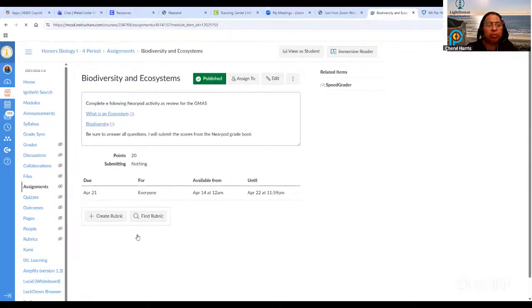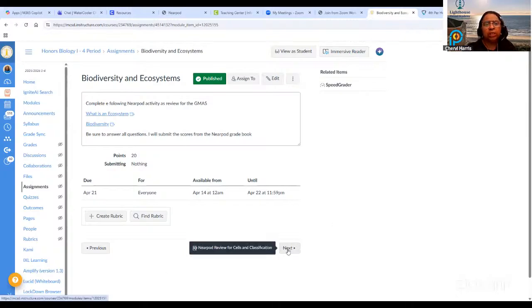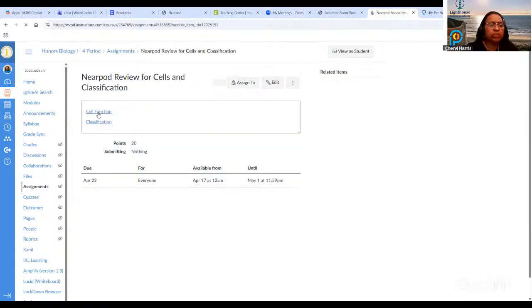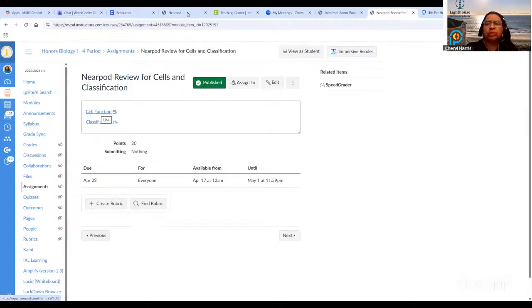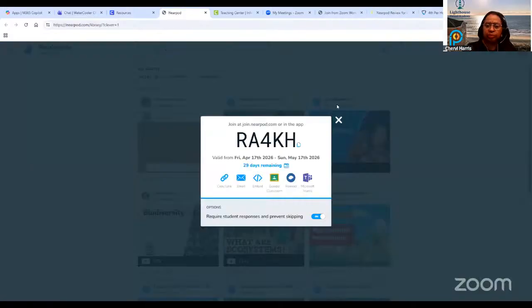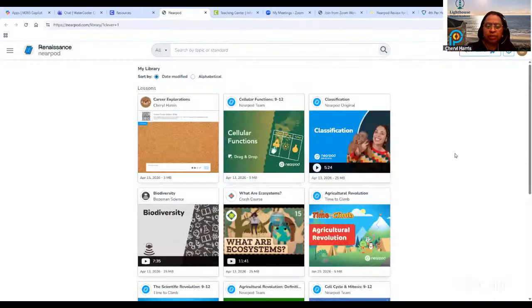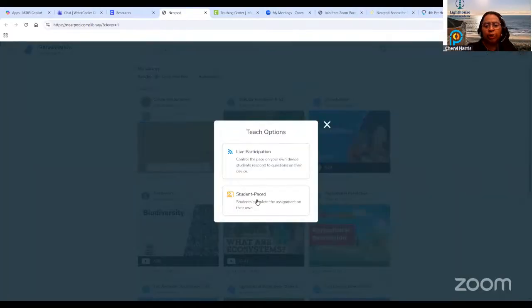And then today, I'm in the modules, as you could see. The module that says prepping for Georgia Milestones, and right after the one that you did last time, I have the new one for today. That's cell function and classification. I'm going to go in from my side because otherwise it'll make me do weird things. All right, so the first one, cell function and classification.